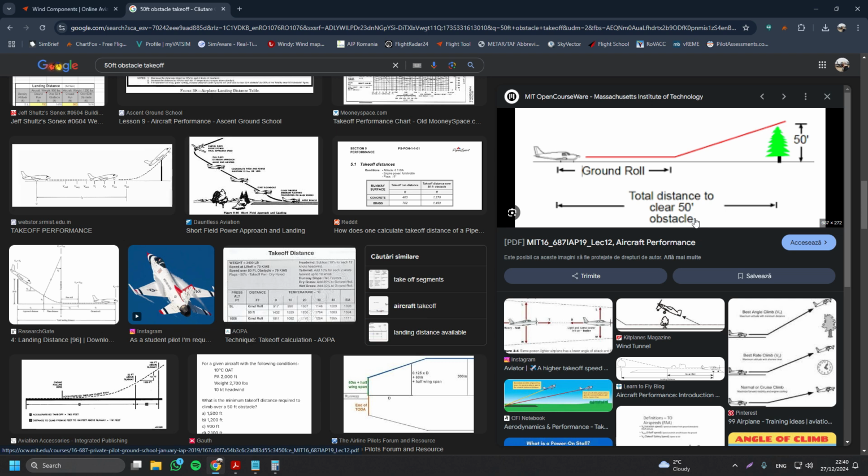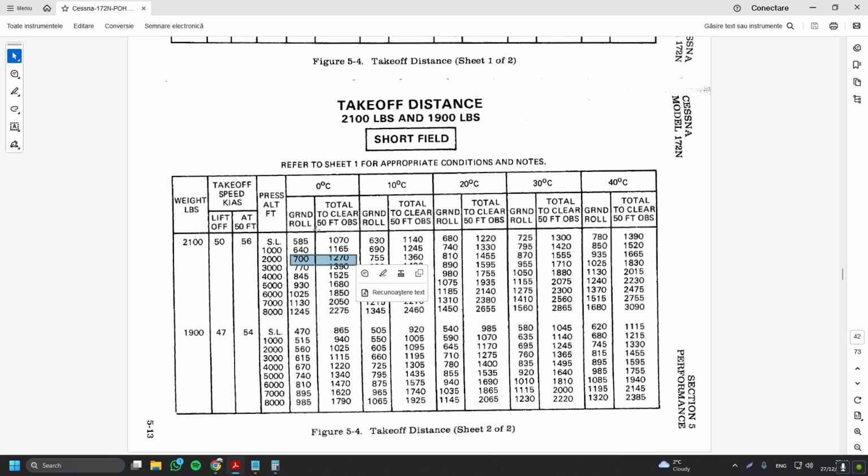But in our case at Innsbruck, we do not have any obstacles at the end of the runway, so we'll look for the ground roll. But I hope you understood this concept. Okay, so let's jump back. We'll use 700 feet ground roll. This will be for the 2,100 pounds aircraft, but remember, our aircraft is actually lighter. Let's look also at the 1,900 pounds aircraft.